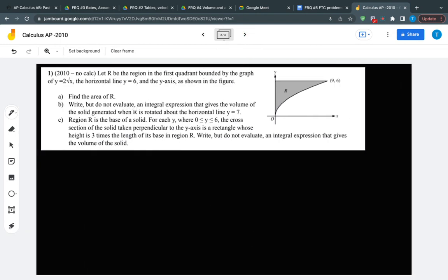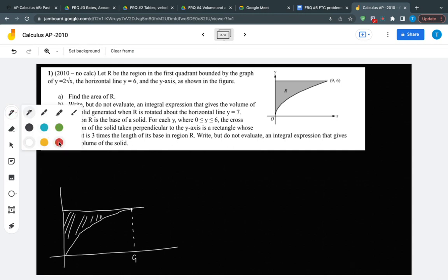Next: write, but do not evaluate, the integral expression that gives the volume of the solid generated when R is rotated about the horizontal line y equals 7. All right, so for this one I would like to redraw this a little bit here. So this is 6, and this is 9, and this is the region R.